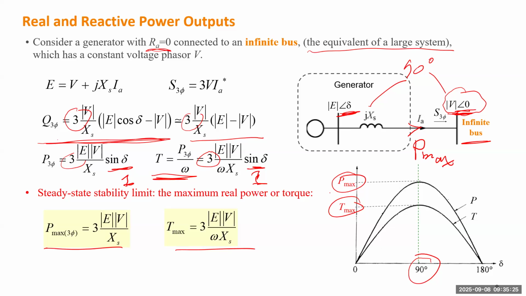So the limit depends on the voltage on both sides. If you increase the infinite bus voltage, this power will be increased. If you increase E, which is the EMF, the excitation voltage of the generator, that power also increases. Or you can decrease the reactance. So you either increase those voltages or decrease the reactance. That will help increase the power delivery.